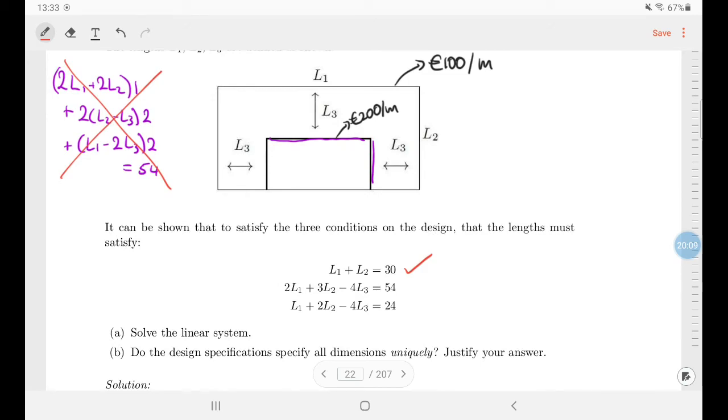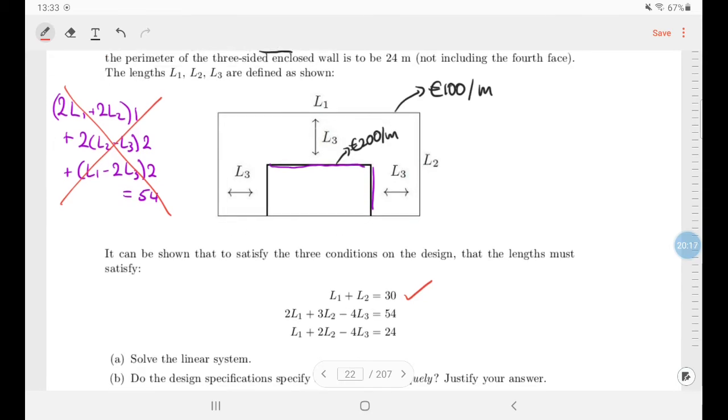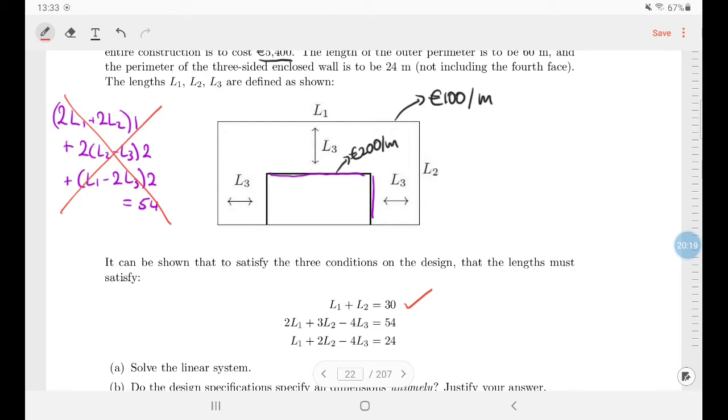Okay, so let's just solve this linear system. And then the question is, does the design specification specify all dimensions uniquely? So in other words, is there only one possible set of values for length 1, length 2, and length 3 that does this? Now, basically, the idea is we're going to see infinitely many solutions. Now, their solutions are wrong for the problem, but look, so one way you can do it is, I'll just kind of show you things that'll have the same thing.